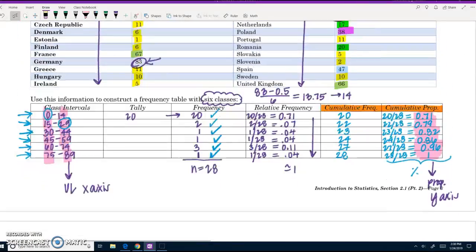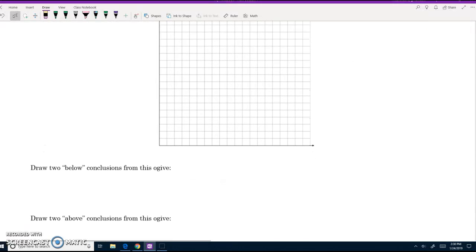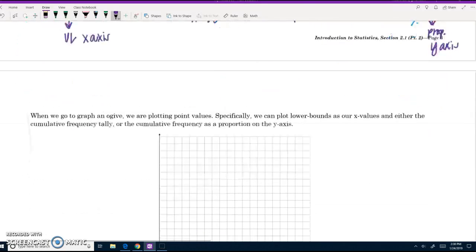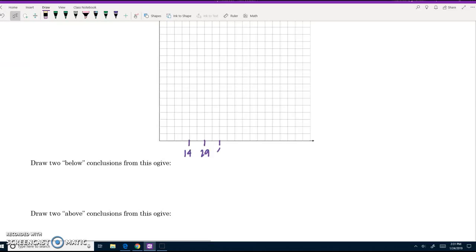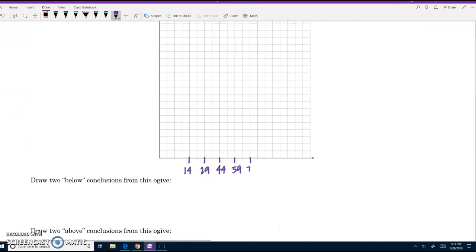So our upper values begin at 14, and then we go to 29 and 44. So let's go ahead and give ourselves kind of an approximate marking for that. So 14, then 29, then 44, then 59, then we've got 74 and 89. So 74 is here, 89 is here. And so what this represents is the population of EU countries, and we're measuring in millions.